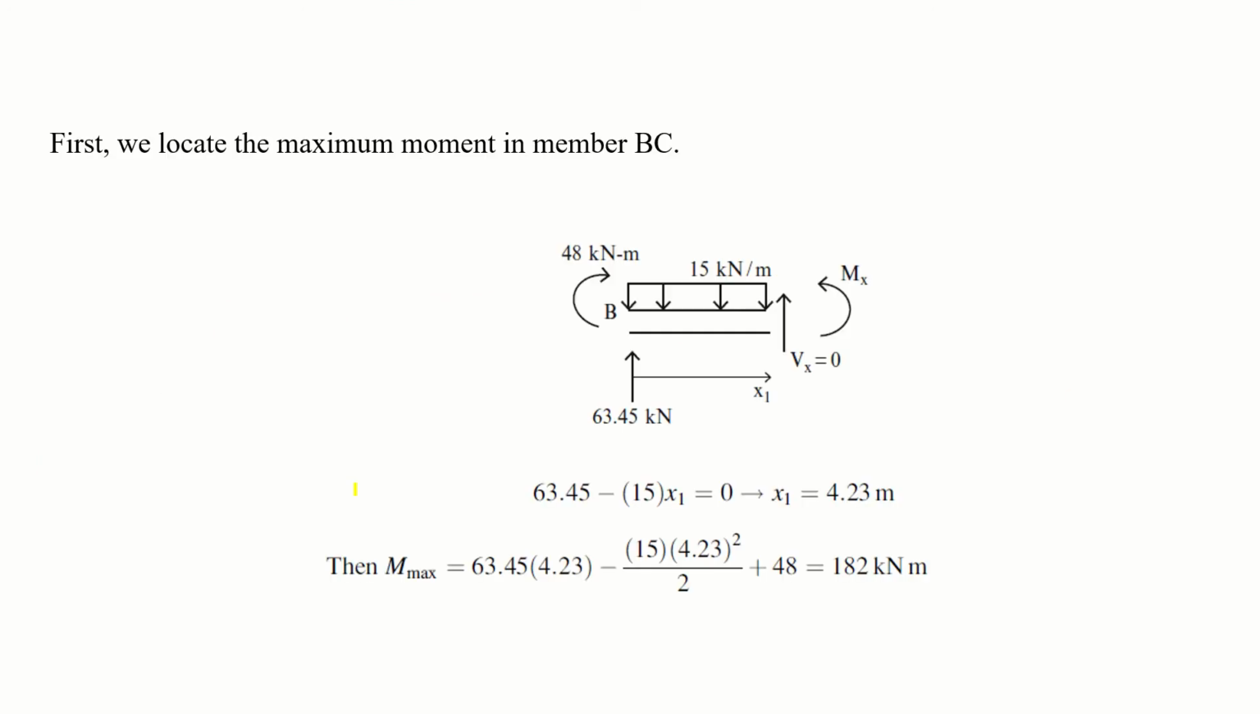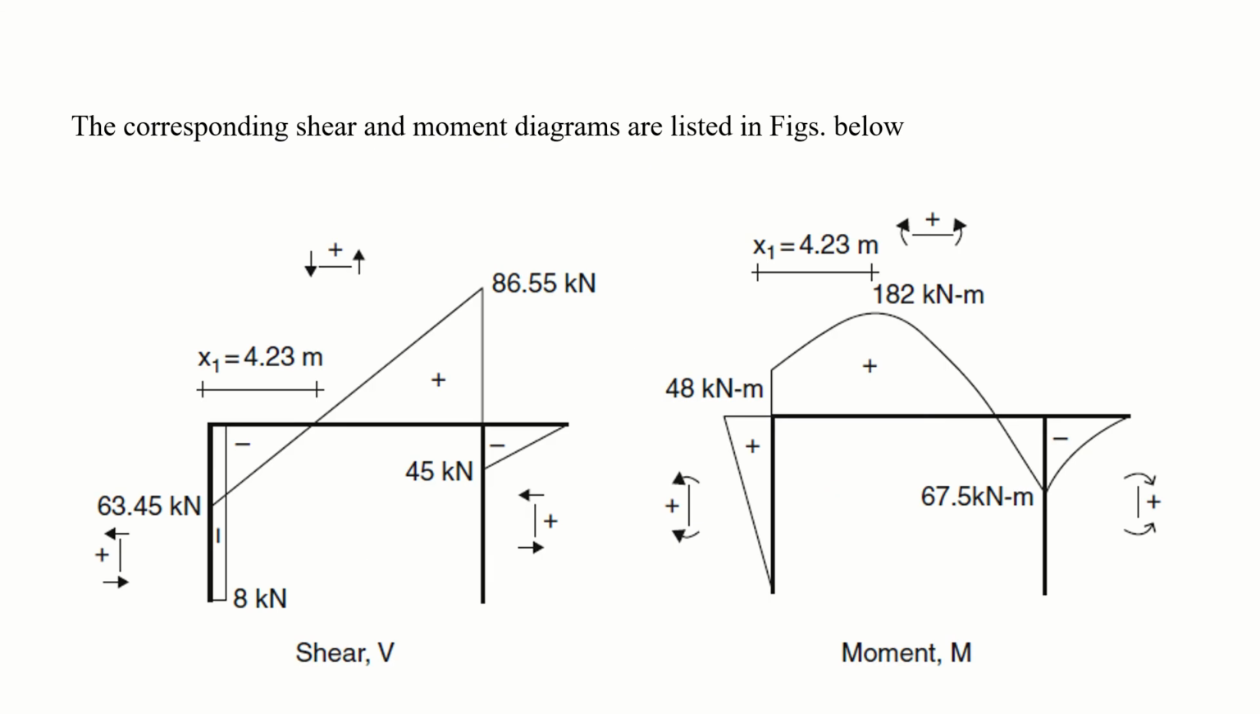Again, in the beam we have to look at the point of maximum bending moment, and for that we have to look at the point of zero shear. The same equation, and from here it is 4.23 meter, putting it here, and you will get the maximum bending moment value as 182 kilonewton meter.